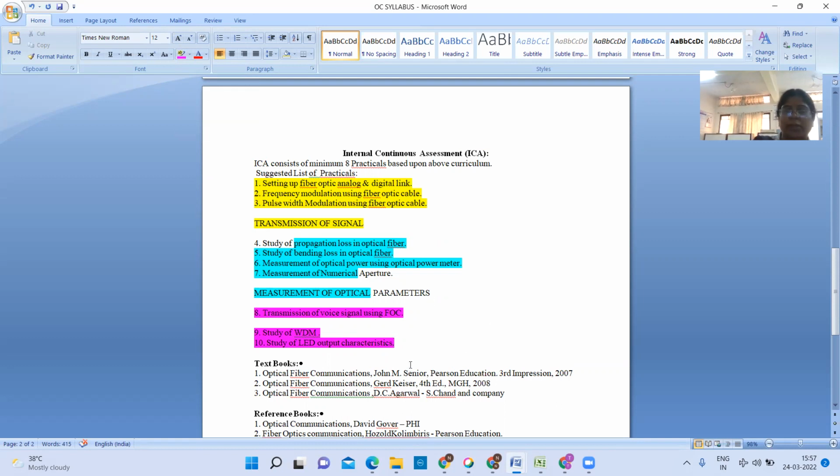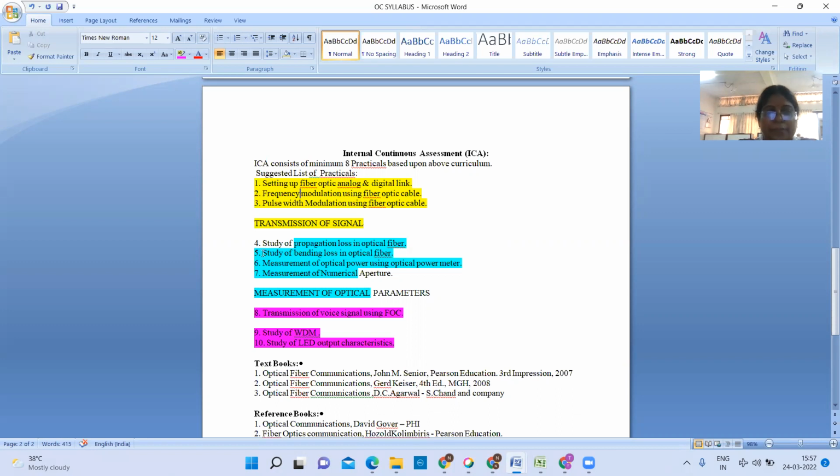Okay. So is it clear? These experiments, what we are going to see? In the first 3 experiments, we have to study how to transmit and receive the various electrical signals. That is analog signal, digital signal, then frequency modulation signal and pulse width modulation signal. So how to transmit these signals, that we are going to see in these first 3 practicals.